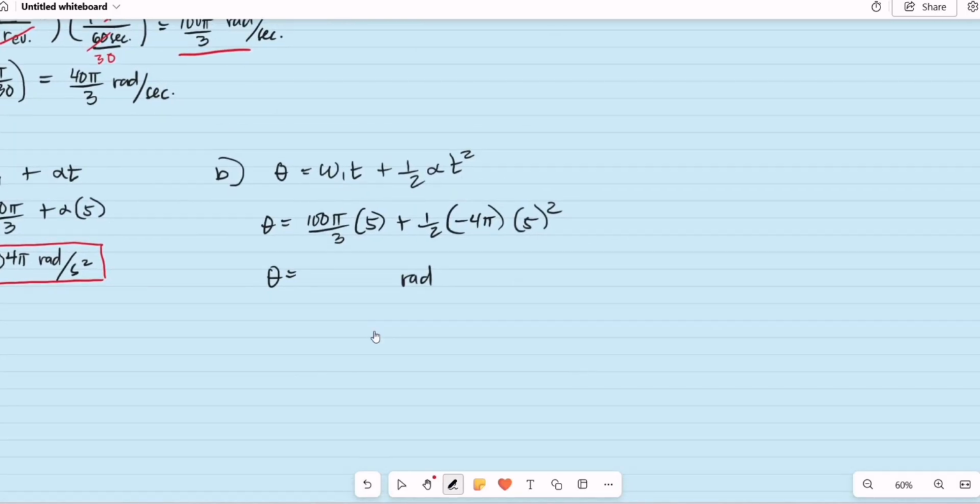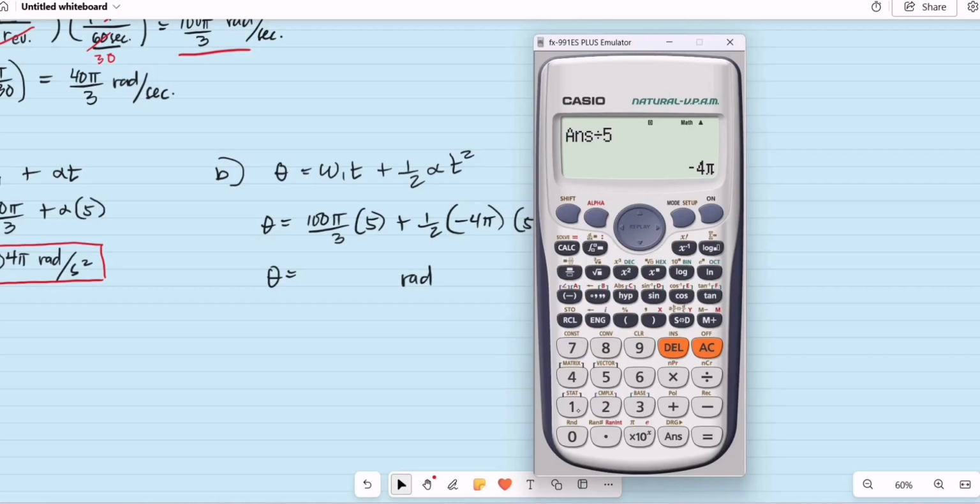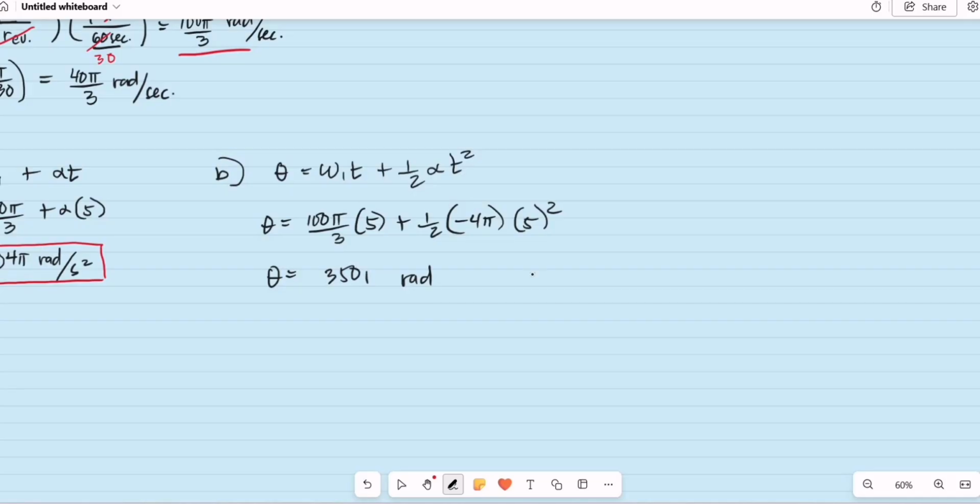Okay, so let us compute. We have 100 pi divided by 3 and then multiplied by 5, minus 0.5 or 1/2 of 4 pi multiplied by 5 squared. So we have this as 350 over 3 pi. So we have 350 pi divided by 3 radians.